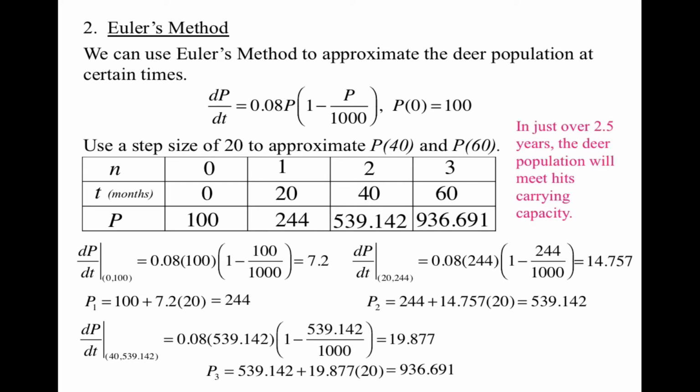So in just over 2.5 years, the deer population will meet its carrying capacity, right? Because we're pretty close to 1,000 here.